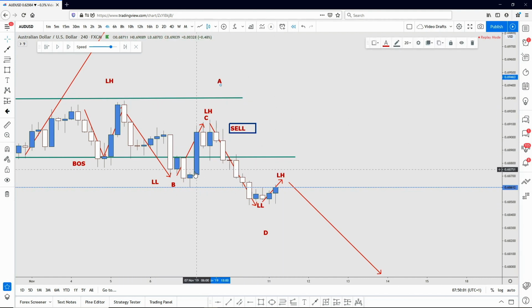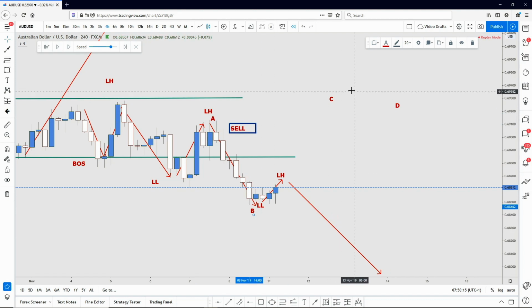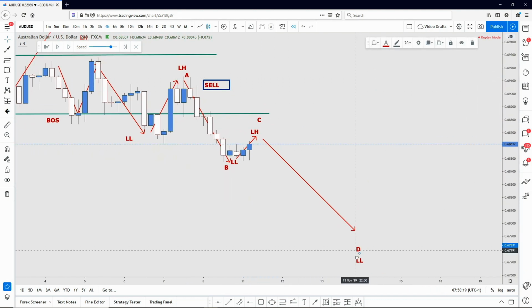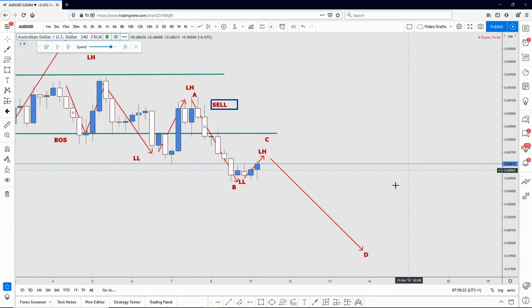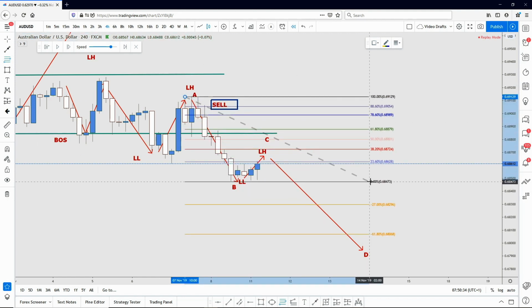we have to move our point A, point B, point C, and point D. So because this is the new impulse wave, it's going to be our point A. This is going to be our point B. This is going to be our point C. And this is going to be our point D. And then we draw fibs. This is how you draw fibs in a downtrend. So you can try wick to wick. So draw it from wick to wick. See how it looks.